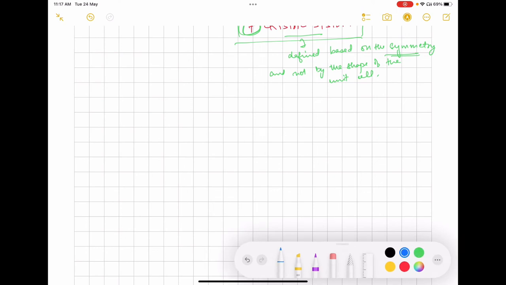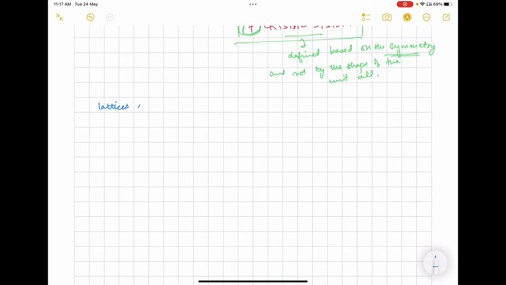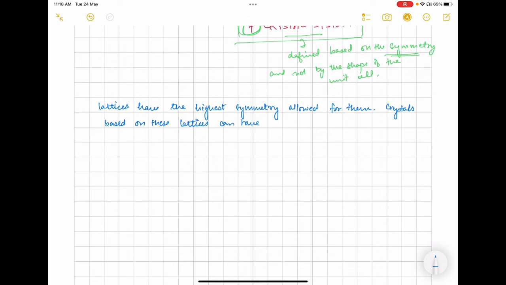An important point to note here is lattices have the highest symmetry allowed for them, corresponding to whatever group they exist in. And the crystals that are made out of these lattices can have lower symmetries as well, based on the symmetry of the motif.